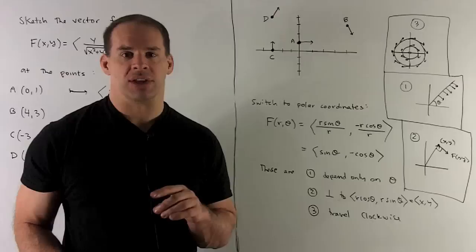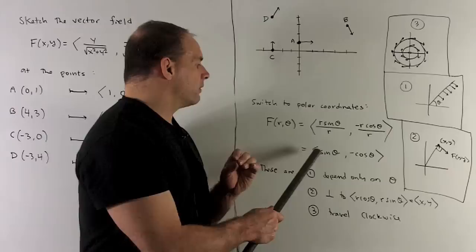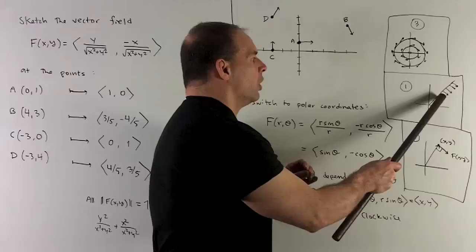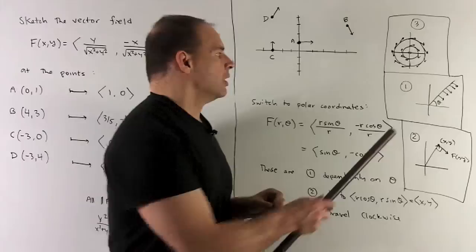Now, what else do I get from this? Okay, first off, there's no r in here. So you'll note our vector is only going to depend on the angle that you're at. So what does that mean? If you look at picture 1, that's going to mean I fix an angle, I draw the ray coming off of it. Once I know what one vector looks like, I get all the rest just by sliding up the ray. So these are all going to be the same.